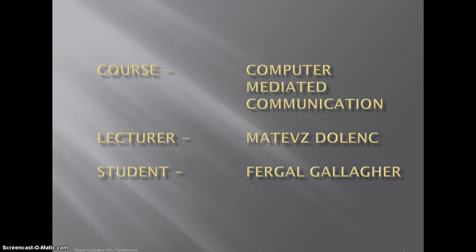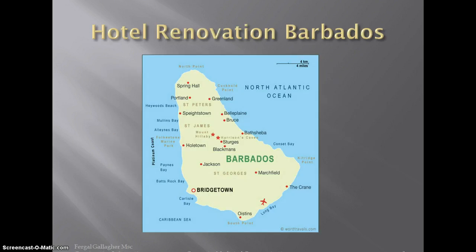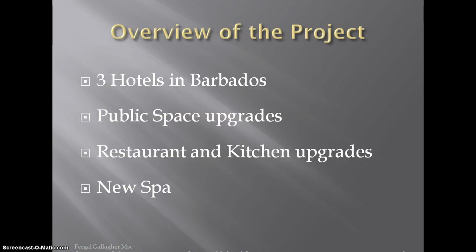on computer media communication. Okay, we'll begin with a quick overview of the project. The project relates to the renovation of 3 separate hotels on the island of Barbados. During the actual project, I worked for a locally based cost consultancy that provided quantity surveying and project management services. The project required full renovation to all hotel rooms, including new FF&E schemes. Also upgrades to public areas and spaces such as bars, foyers and pools. Along with this, restaurant and kitchen upgrades were required to bring the areas up to code, and a new spa and a full landscape and lighting scheme was also required.